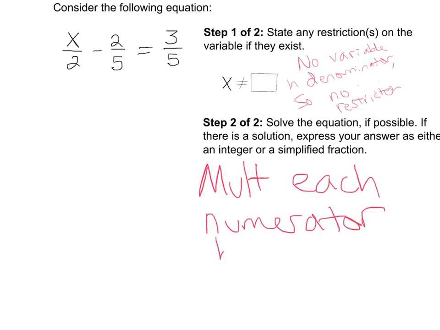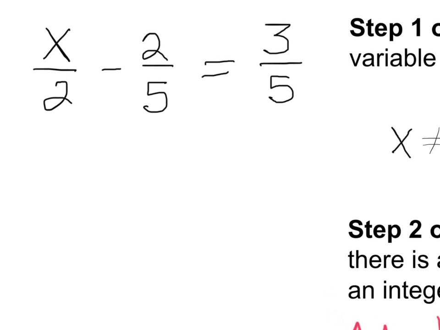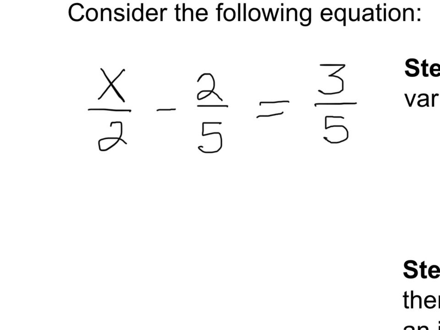Multiply each numerator by the common denominator. So in other words, something that all the denominators go into. So if we look at this here, we've got 2, 5, and 5 as our denominators. So our common denominator, something that both 2 and 5 go into, is 10. So what we're going to do is take each numerator times 10.